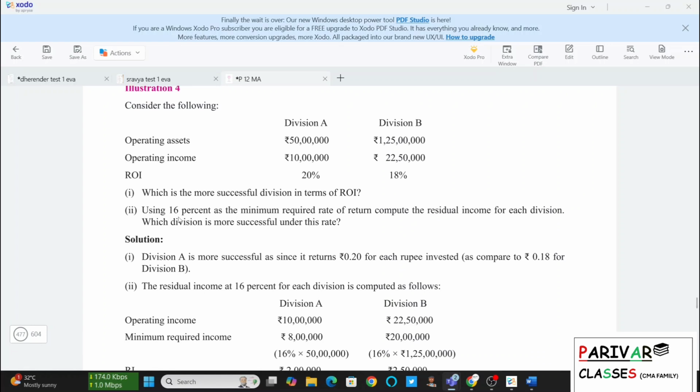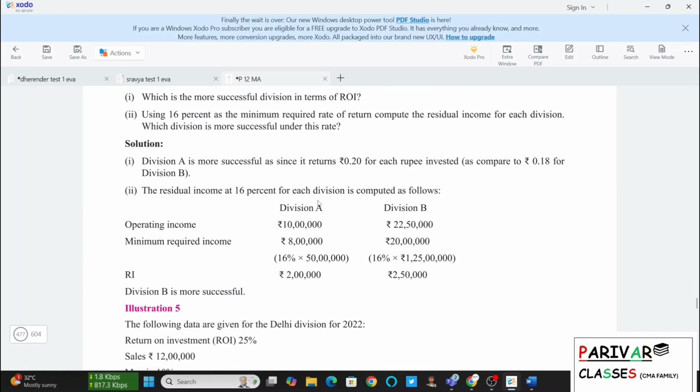And now let us see the second question. Using 16 percentage as a minimum required rate of return, compute the residual income for each division. He is asking us to calculate residual income and also say which division is successful as per the residual income approach. What is the residual income formula? Operating assets is given, operating income is given, and the required rate of return, 16%, is also given. Just write the formula, put the values, and get the answer.